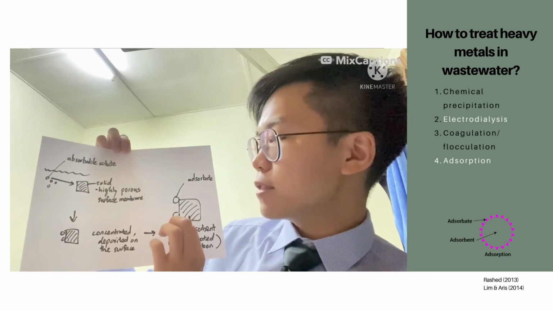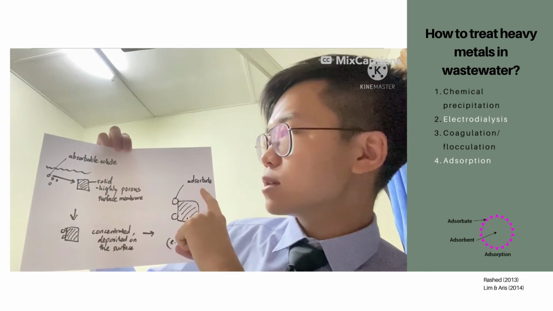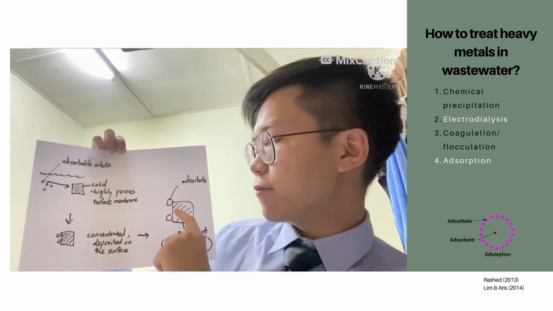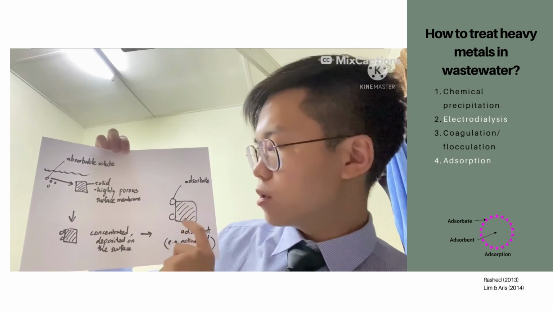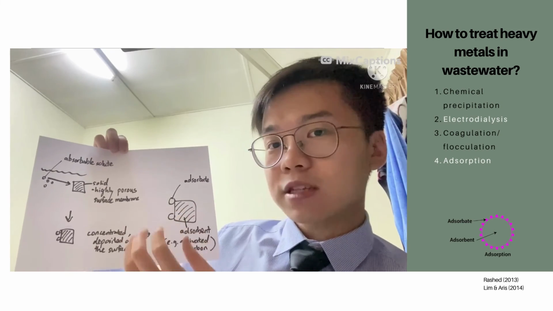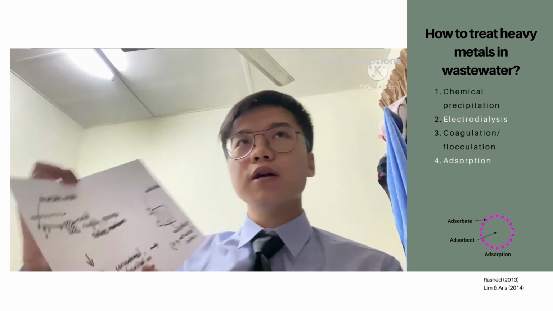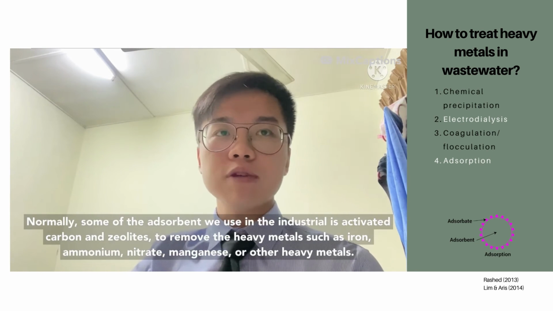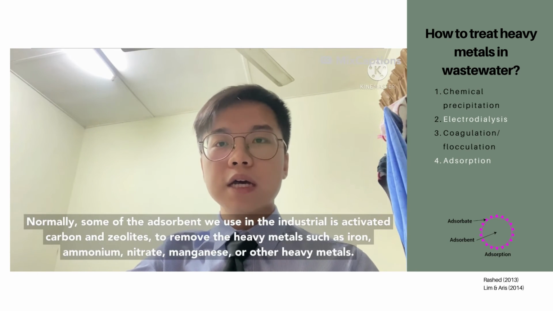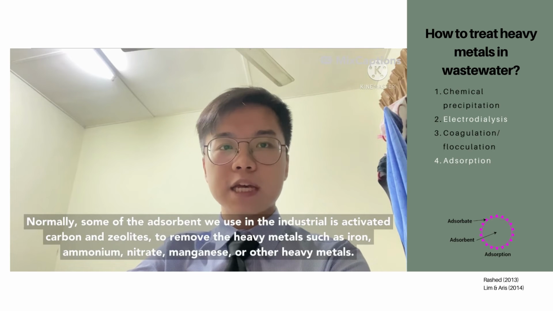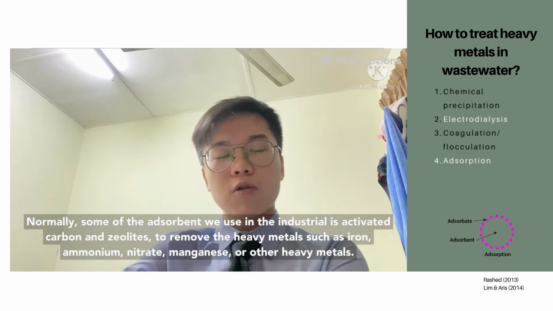The solute that adsorbs at the surface of the solid is known as the adsorbate, while the solid providing the surface for the adsorbate to attach to is known as the adsorbent. Normally, some of the adsorbents we use in the industry are activated carbon and zeolites to remove heavy metals such as iron, ammonium nitrate, manganese, or other heavy metals.